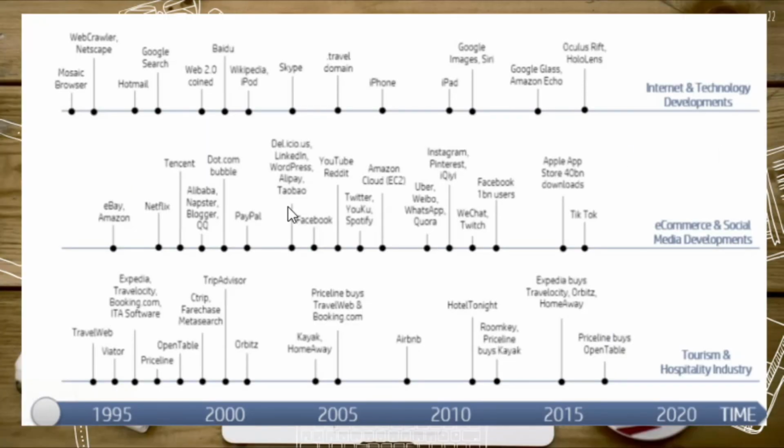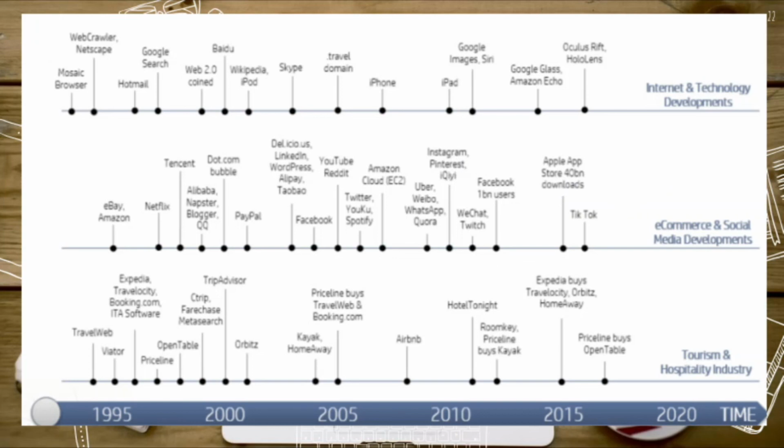Ito din yung different software, different websites or social media that were discovered or napasimula, in different types. So from 1995, here in the internet and technology developments, we have Hotmail, then in 1995 to 2000, na-discover ang Google Search. We have Skype, iPhone, iPod, Amazon, HoloLens. Here in the e-commerce and social media developments, Facebook, Twitter, Spotify, WeChat, and so on, TikTok also.